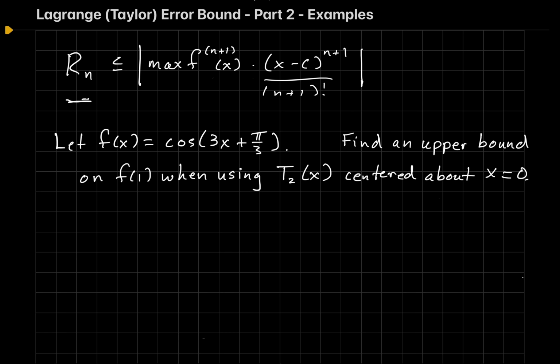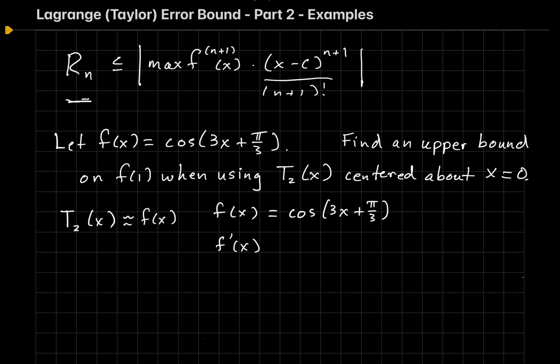So given f of x equals cosine of 3x plus pi over 3, find an upper bound on f of 1 when using the second degree polynomial centered about x equals 0. So we're going to need to write the second degree polynomial, which means we're going to need to find values of the function at the center, 0, as well as values of the derivatives.